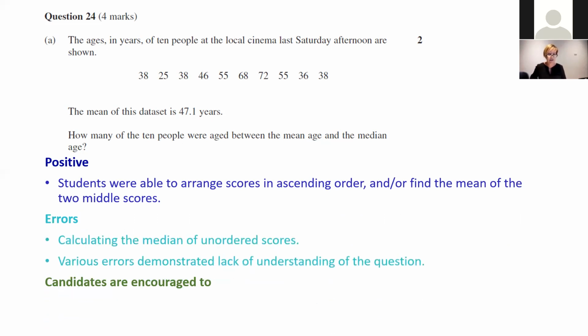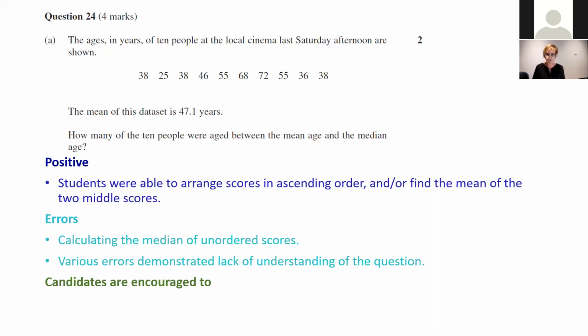Some of the errors that were encountered were that they didn't actually put the scores in order and just found the median of the two middle scores, 55 and 68, which led to errors. And a range of errors that led us to believe that they didn't understand what the question was asking. So some students would find the mean of the scores that they were given again, or add 47.1 or add in 10 or any combination of those things.